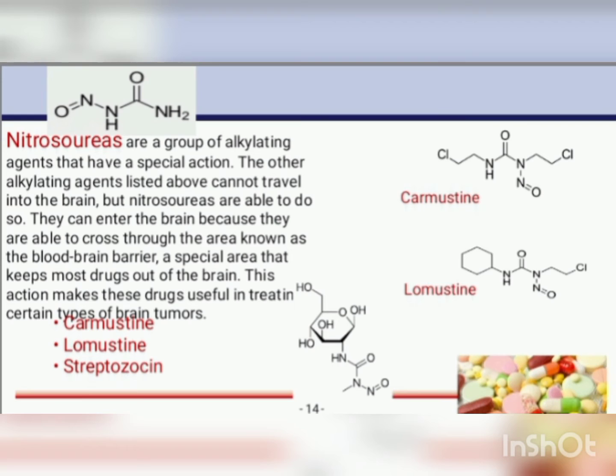Another one is nitrosoureas, a group of alkylating agents that have special action. The other alkylating agents listed above cannot travel into the brain, but nitrosoureas are able to do so. They can enter the brain because they are able to cross through the area known as the blood-brain barrier, a special area that keeps most drugs out of the brain. This action makes these drugs useful in treating certain types of brain tumor. There are three types: carmustine, lomustine, and streptozotocin.